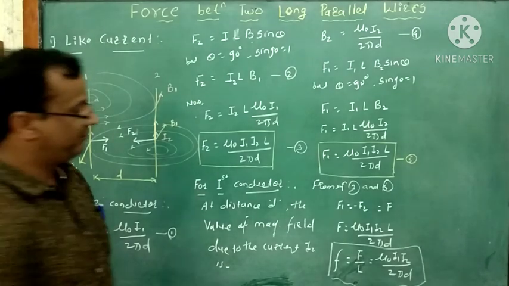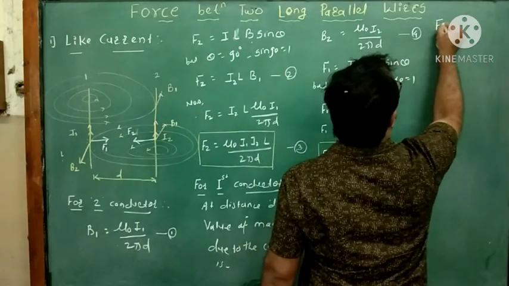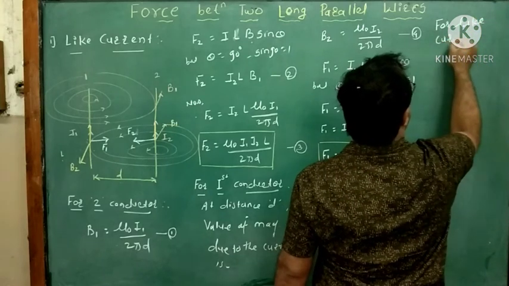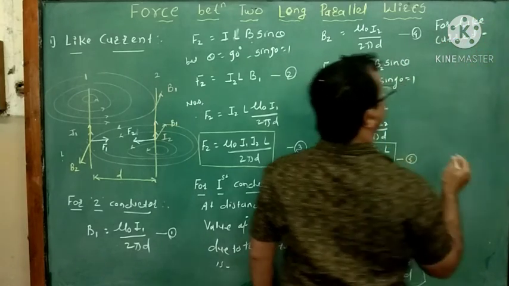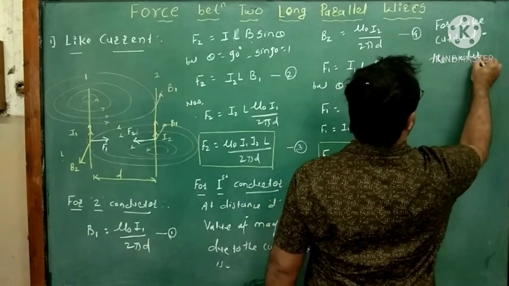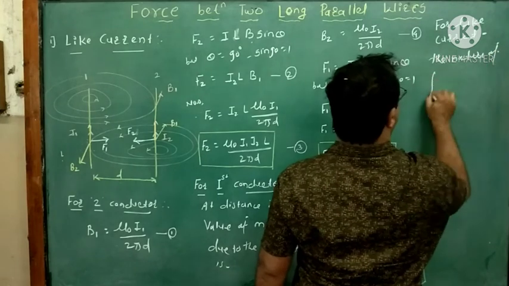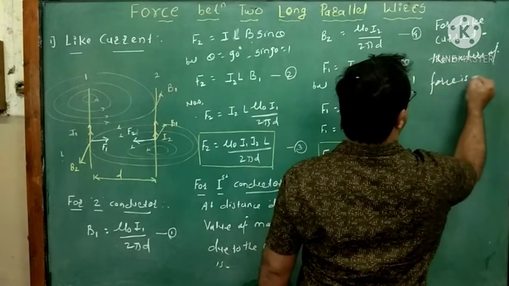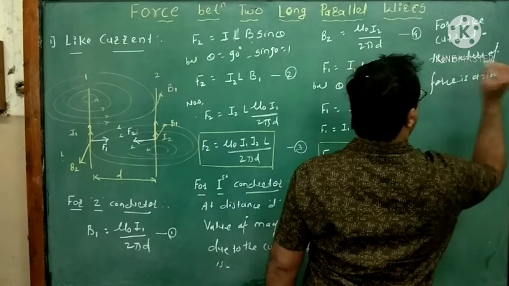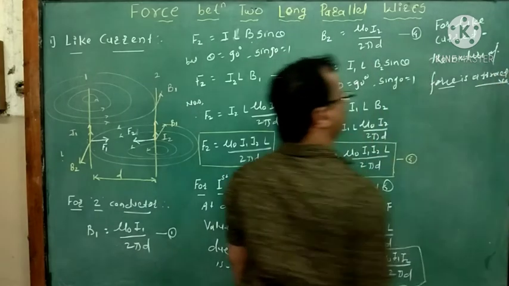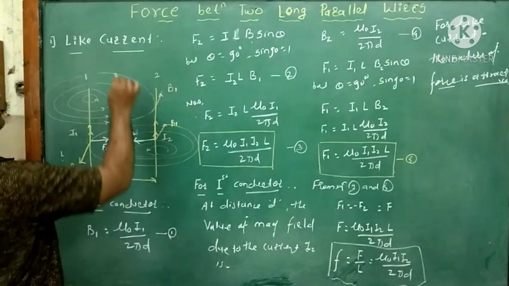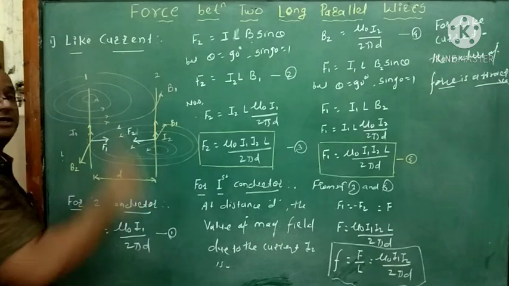For like current, what we get there? The nature of force is attractive. It means that this will be the force of attraction. It is possible only when like current flows.